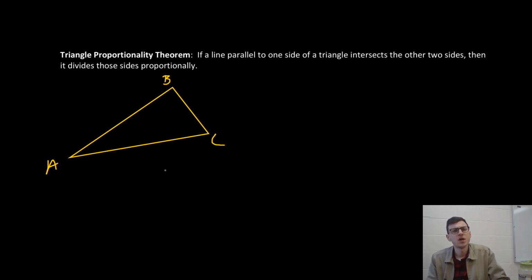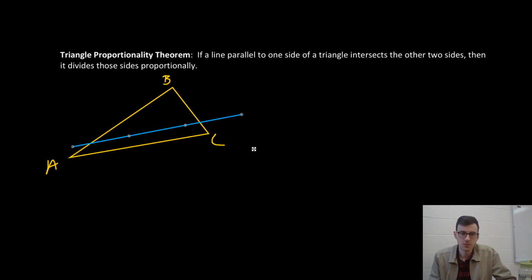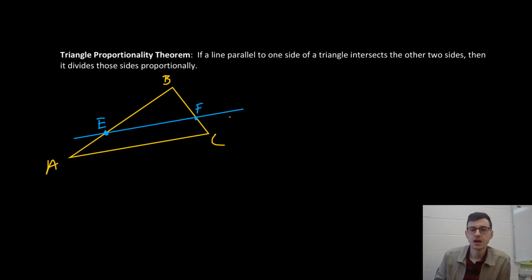And we need a line parallel to one side of the triangle. So we could use any line. I'm going to use this line right here. And it can go through the triangle anywhere. So maybe down here. I probably need a little more room than that. I don't want it to look like it's going through the midpoints because it's not. It could be going through any point. And so let's name these points E and F. What happened to D? I don't know. Okay, E and F. Now, what does this tell us?